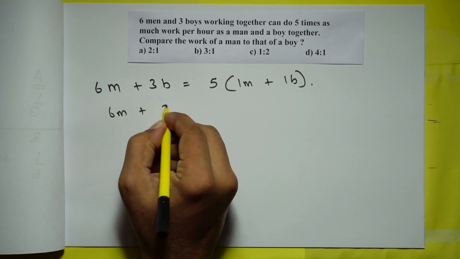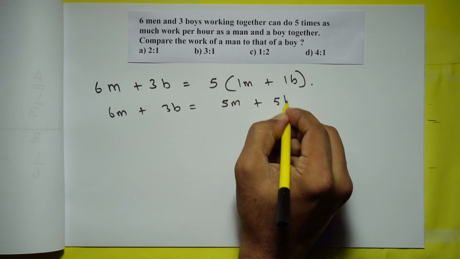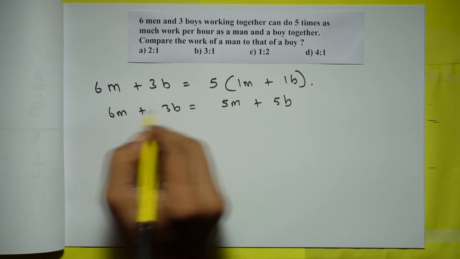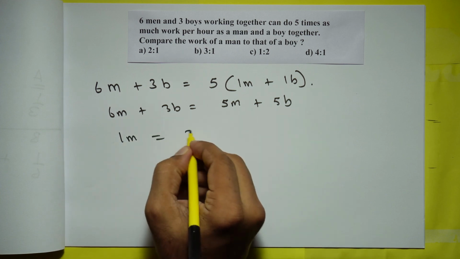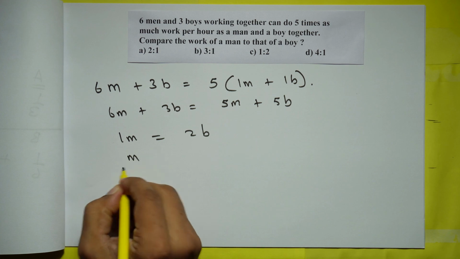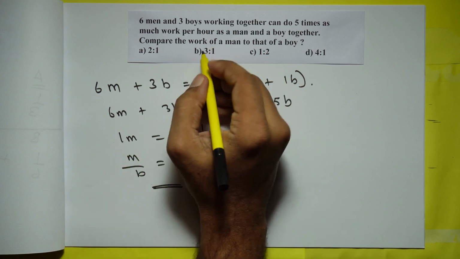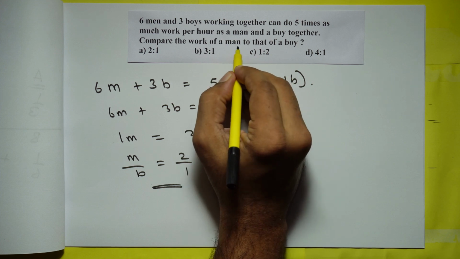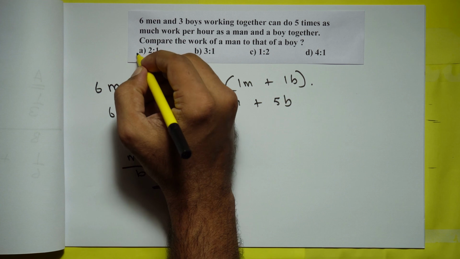So 6m plus 3b is equal to 5m plus 5b. Just bring to this side. So 6 minus 5 is 1m is equal to 5 minus 3 is equal to 2b. Or m is to b is in the ratio 2 is to 1. So if we compare the work of a man to that of a boy, that will be in the ratio 2 is to 1. That is option A.